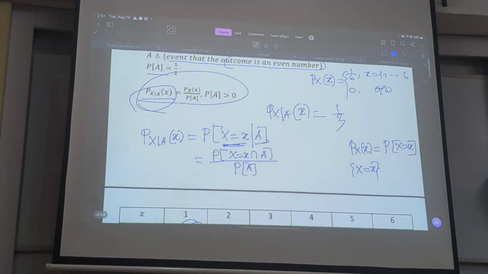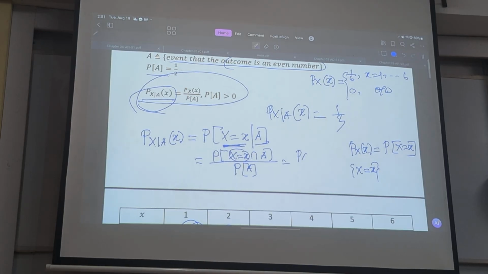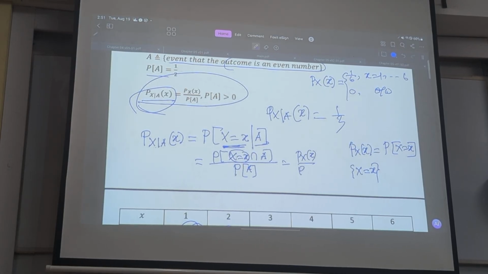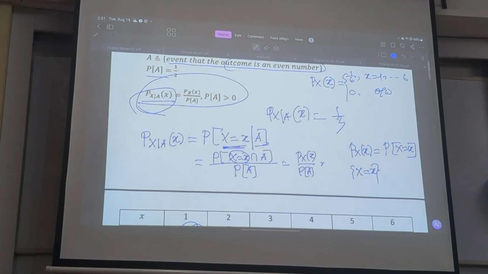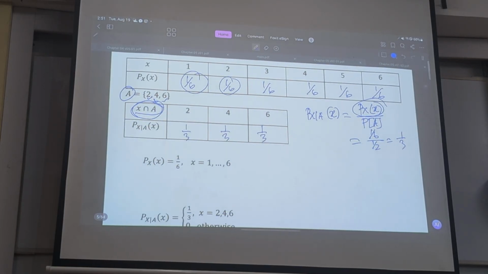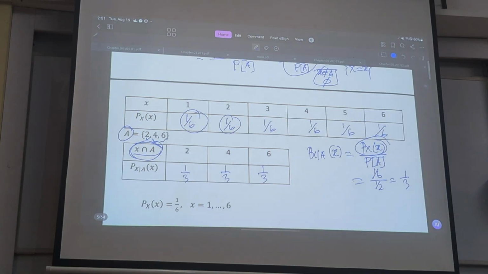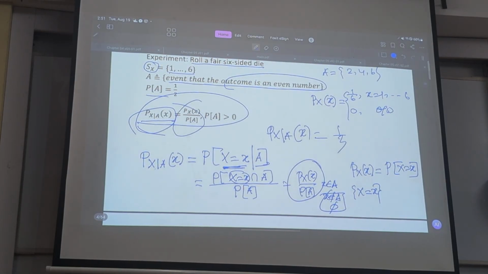So here, this X is equal to X, and it will be X as long as X is in A. If X is not in A, it will be none. This set will be none, so the probability will be zero. So that's why this is the formula, and we have this one in place, right? Yeah, right here. Any questions here?